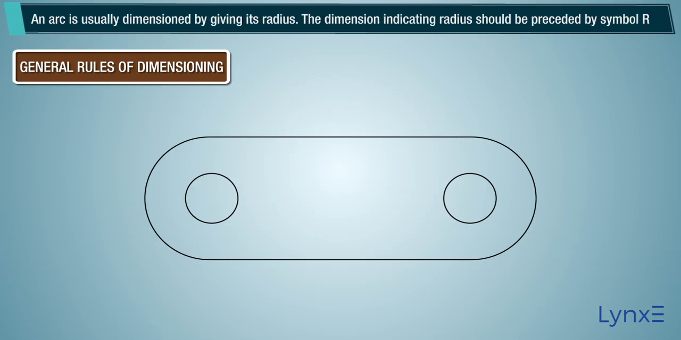An arc is usually dimensioned by giving its radius. The dimension indicating radius should be preceded by symbol r.